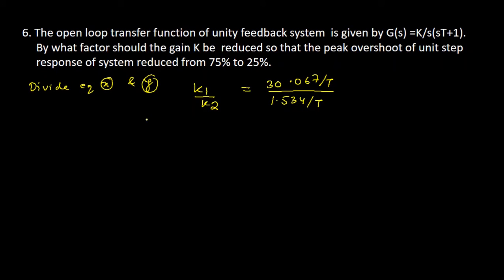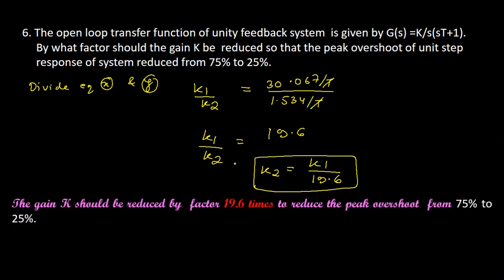Now we divide equation number x by y, then we'll get K1/K2 = (30.067/T) divided by (1.534/T). This T and this T cancel out and we will get K1/K2 = 19.6. So from this equation, K2 will be equal to K1 divided by 19.6. Therefore, the gain K should be reduced by a factor of 19.6 to reduce the peak overshoot from 75% to 25%.